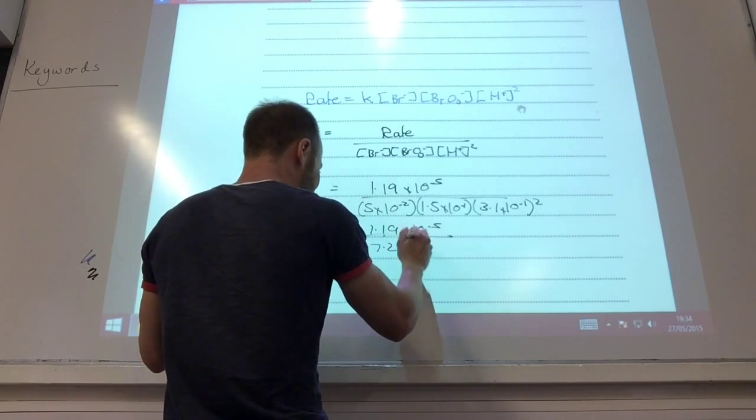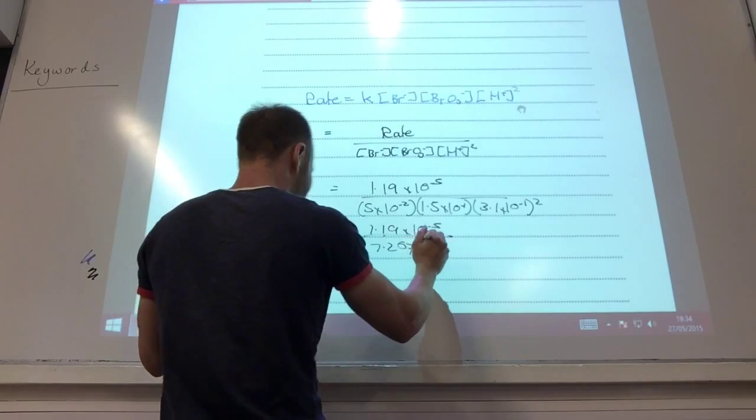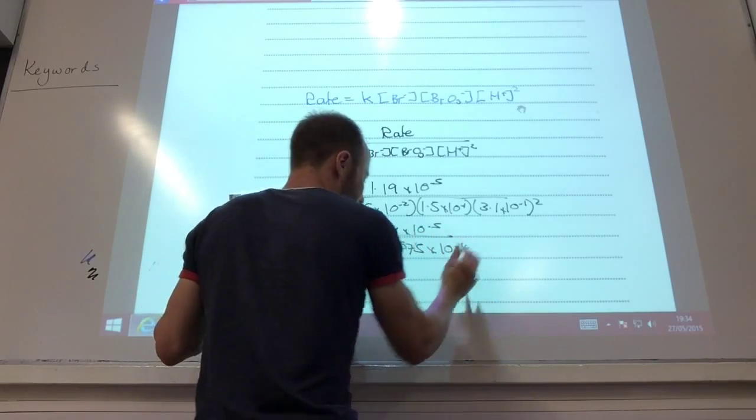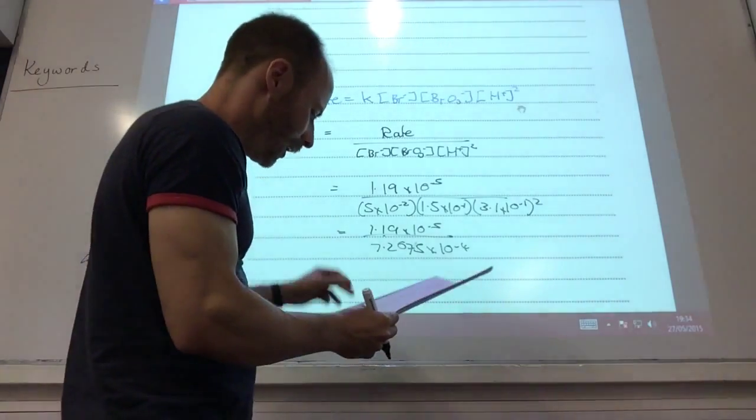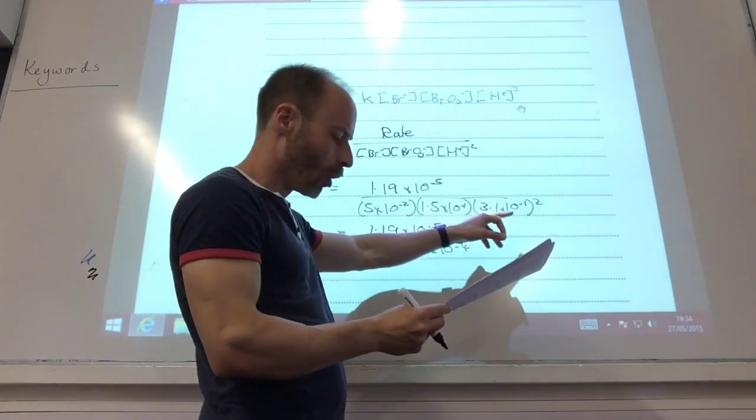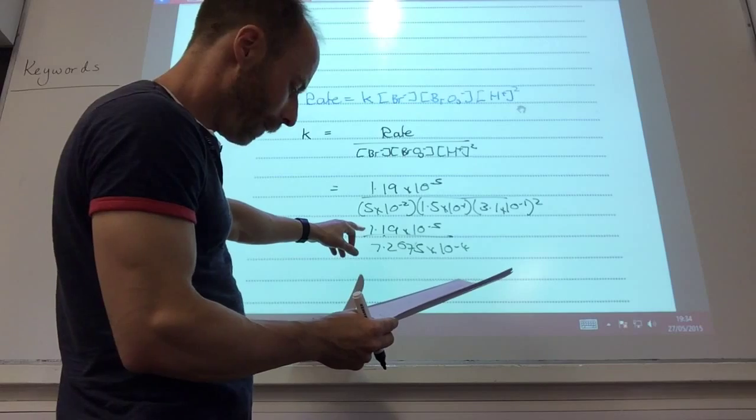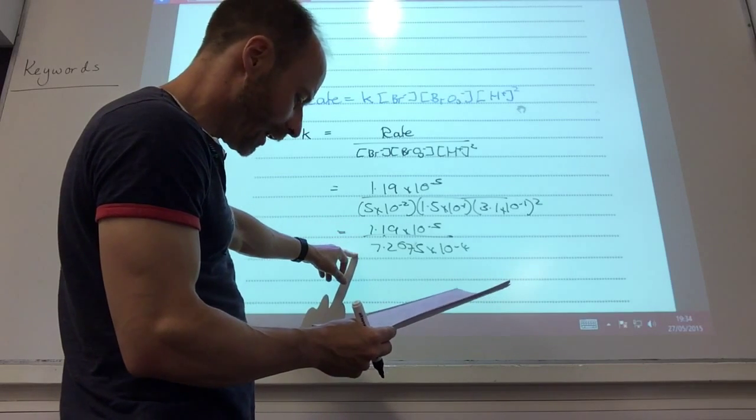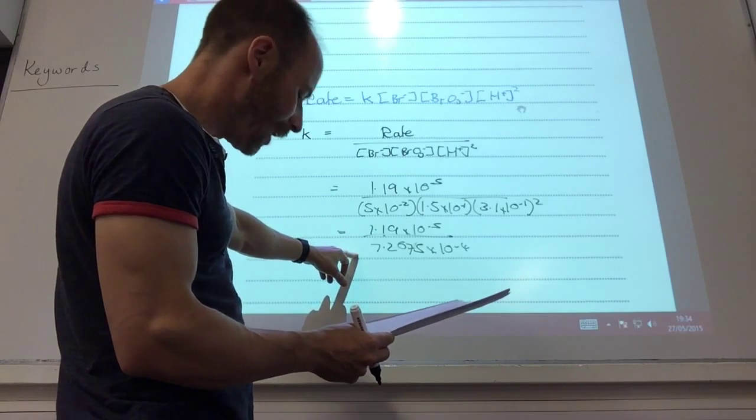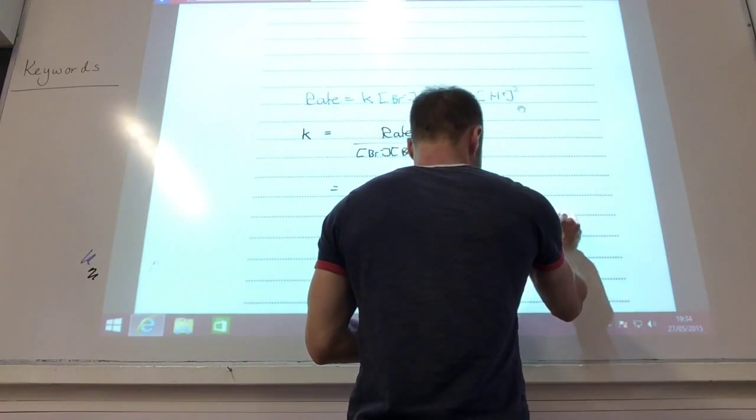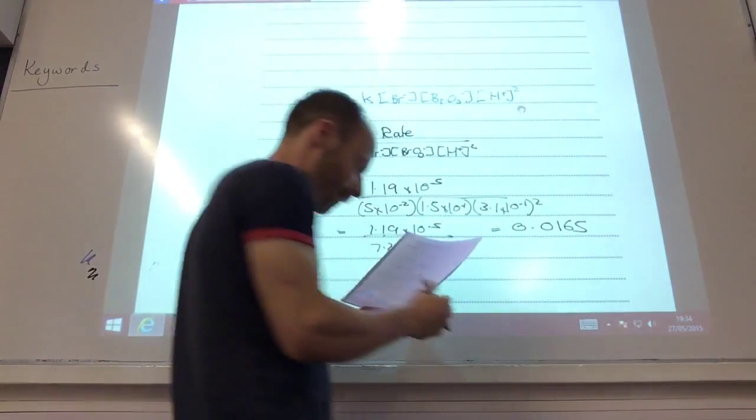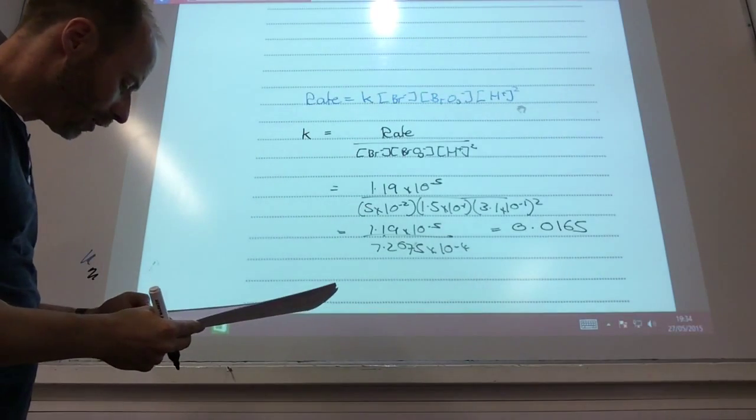It is really annoying when you're marking papers and you're trying to follow a calculation which they've stuffed up, and you want to award marks but you can't. So you've got that, that works out to be that. So that equals 0.0165 as your numerical value.